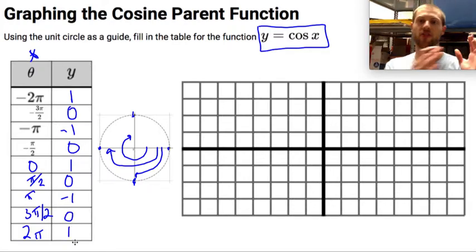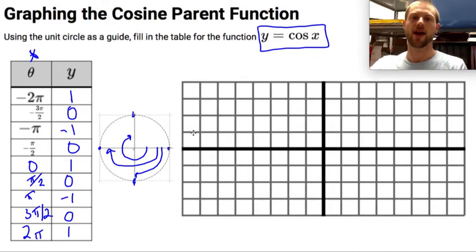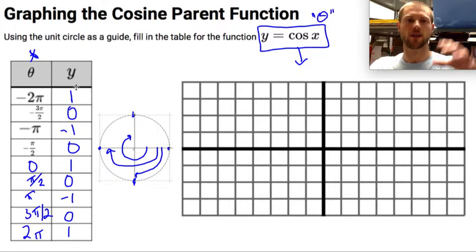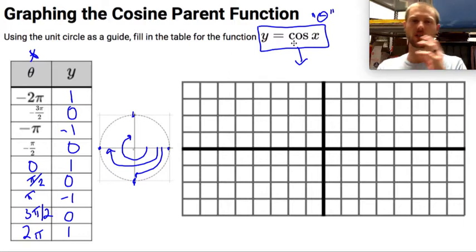So now we're going to plot this onto the grid. And again, now I'm trying to graph y equals cosine of x. So you think of theta as x, and the y values are the outputs when I put in these different radian measures in the cosine function. I know we're seeing lots of different uses for y's and x's and thetas, but hopefully we can start to translate this table into this graph.